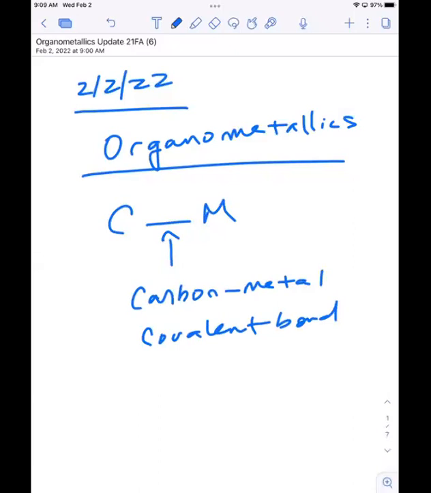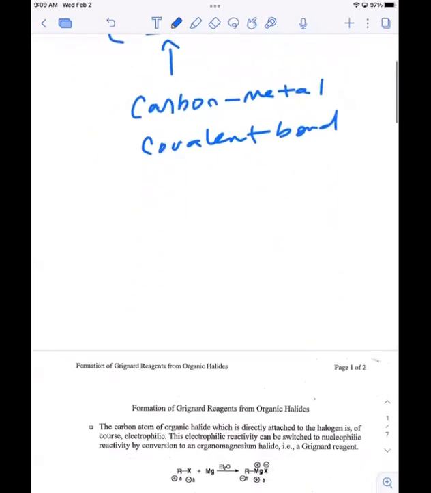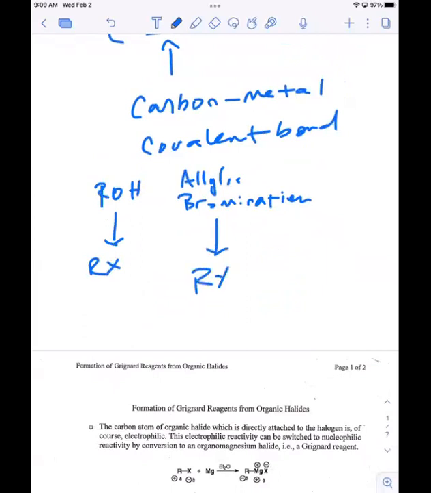So we talked about synthesis of alkyl halides, whether it's taking an alkene and adding HX to it, or taking an alcohol and converting it to an alkyl halide, or doing an allylic bromination. So now this is the application. Let me map that out. We had alcohols to alkyl halides. We had allylic bromination. That led to alkyl halide.